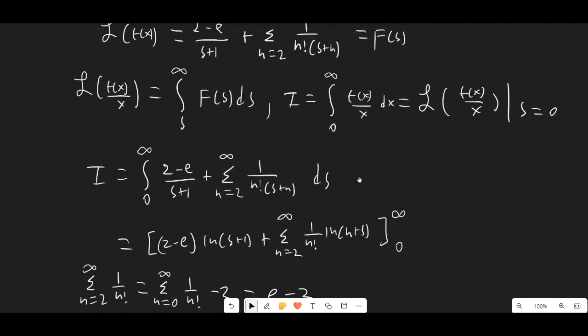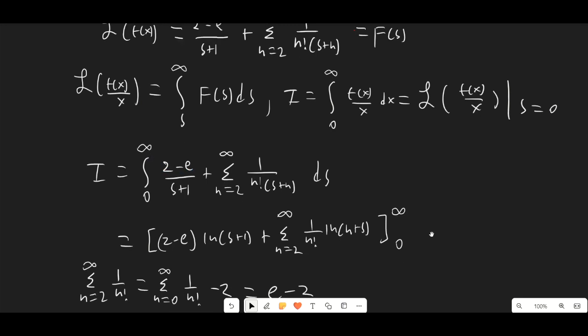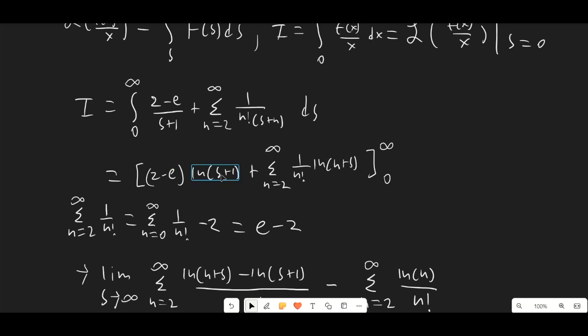So anyway, the actual integration here is not too difficult since we just have 1 over s plus n, right? So we end up with 2 minus e times natural log of s plus 1, plus the sum from n equals 2 to infinity of 1 over n factorial, natural log of n plus s, evaluated at infinity and at 0.